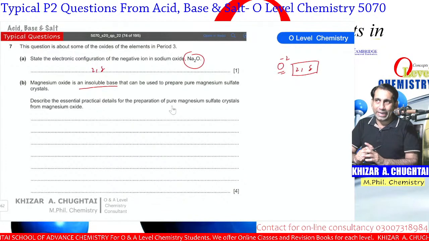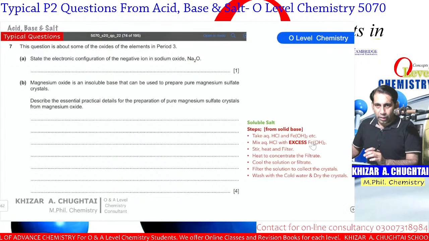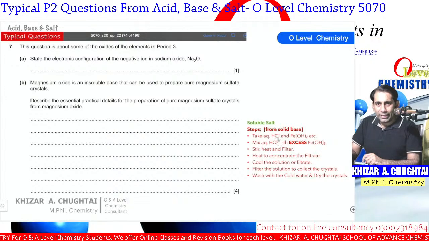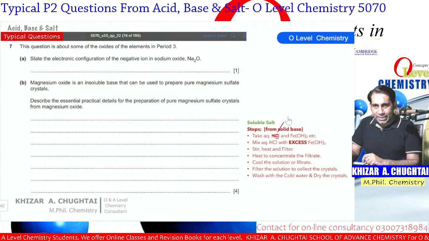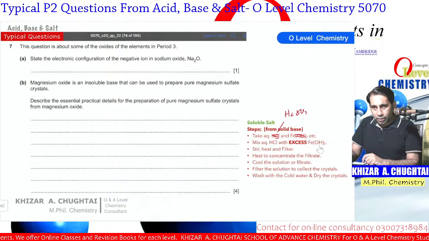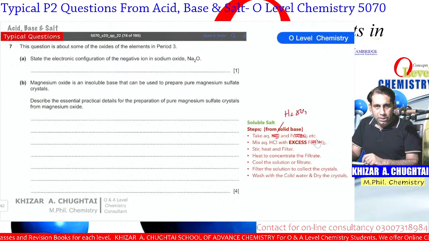It will be used in excess in the acid, and so on. Its appropriate answer is over here. You can see that once again, you will take the acid, in this case H2SO4, and you will take the base, that is magnesium oxide, right?